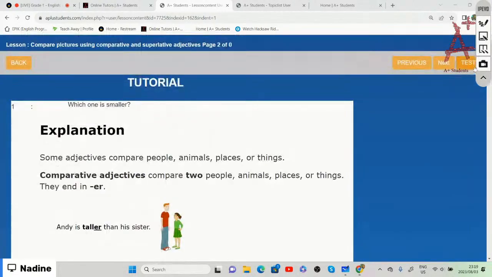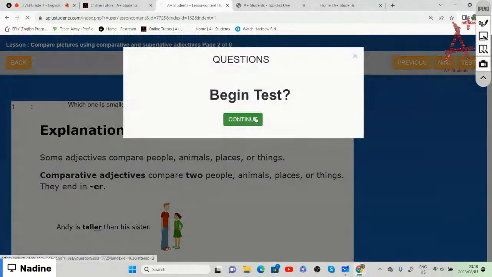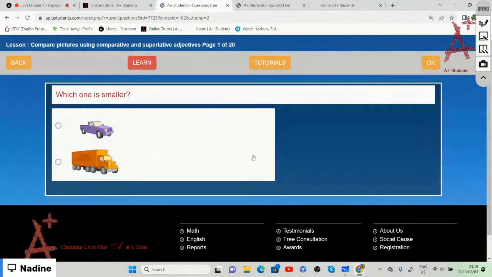All right, let's go to our test. Now we need to say which one is smaller. They want to know which one is smaller.